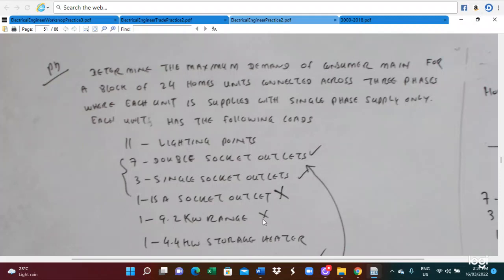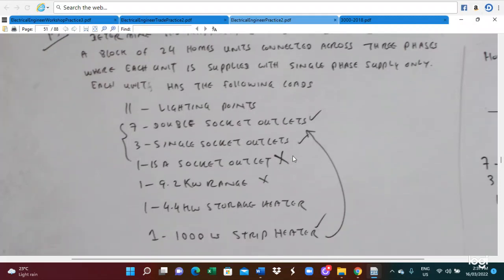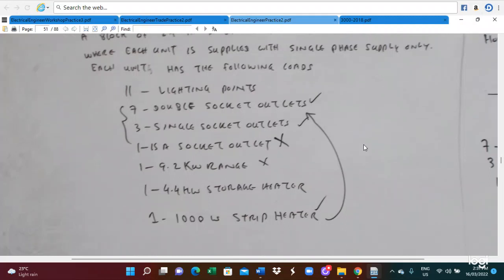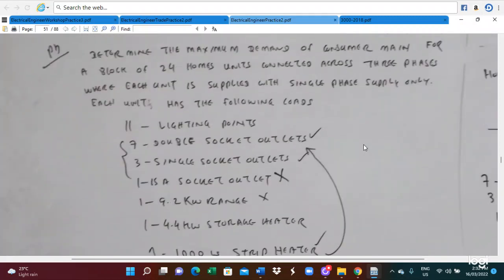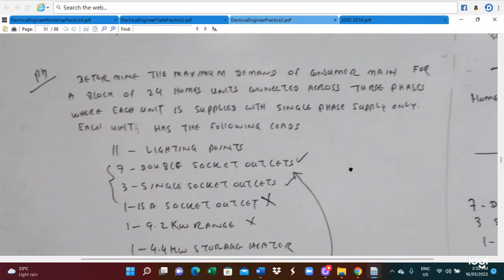Each unit has the following loads: 11 lighting points, 7 double socket outlets, 3 single socket outlets, 1 15 ampere socket outlet, 1 9.2 kilowatt range, 1 4.4 kilowatt storage water heater, and 1 1000 watt strip heater. Those are the loads supplied by the 3-phase supply.